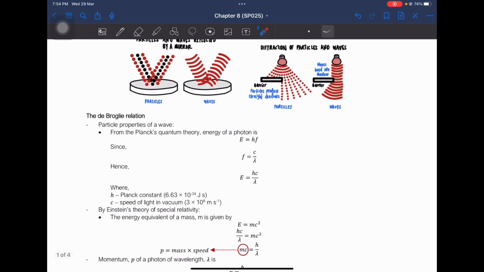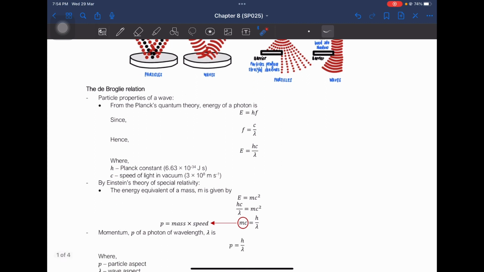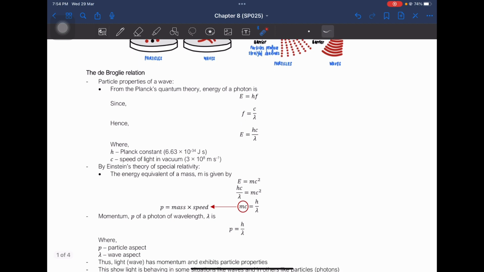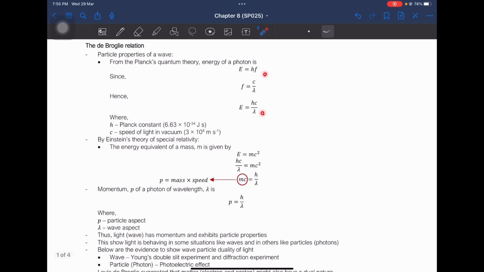And then let's look at the de Broglie relation. From Planck's quantum theory, we know that energy of a photon is E equal to hf. The frequency here can be calculated by dividing the speed of light by the wavelength. After that we can equate these two together, and we have an equation that looks like this. h here is the Planck constant, the value is 6.63 times 10 to the power of negative 34 joule second, and c is just the speed of light in vacuum.